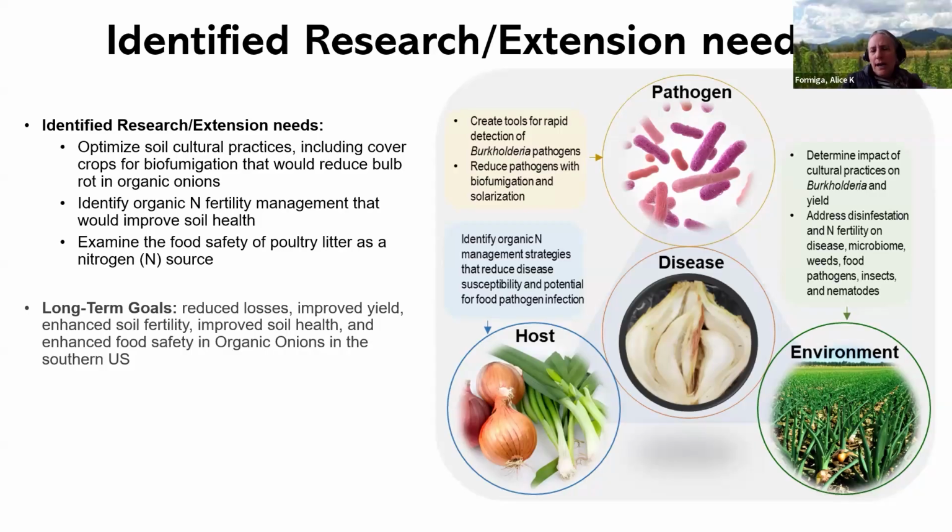So, if a grower has this disease and the onions look fine on the outside, is cutting them open the only way that you can tell that you have these diseases, or is there any other way to tell? I know that you're hoping to create tools for rapid detection.